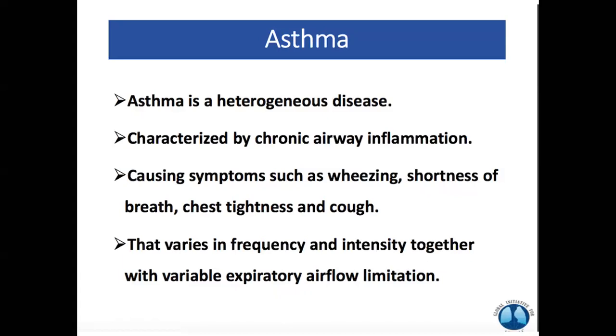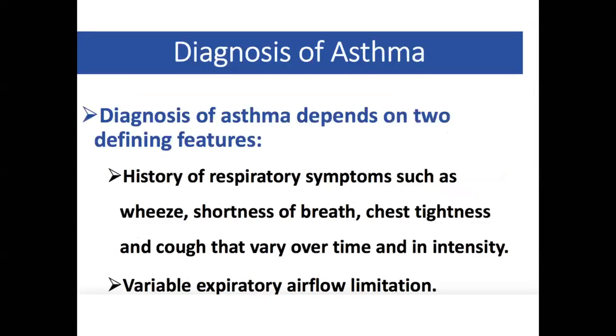So it is reversible bronchoconstriction. There will be chronic airway inflammation resulting in symptoms, and these symptoms are because of bronchoconstriction, which is quite variable. It varies with day, with seasons, and with medication. So the two defining features of asthma are a history of respiratory symptoms, which we mentioned earlier: wheeze, shortness of breath, chest tightness, and cough. And most important is the variable expiratory airflow limitation. The expiratory airflow is limited in a variable manner; it changes dynamically.